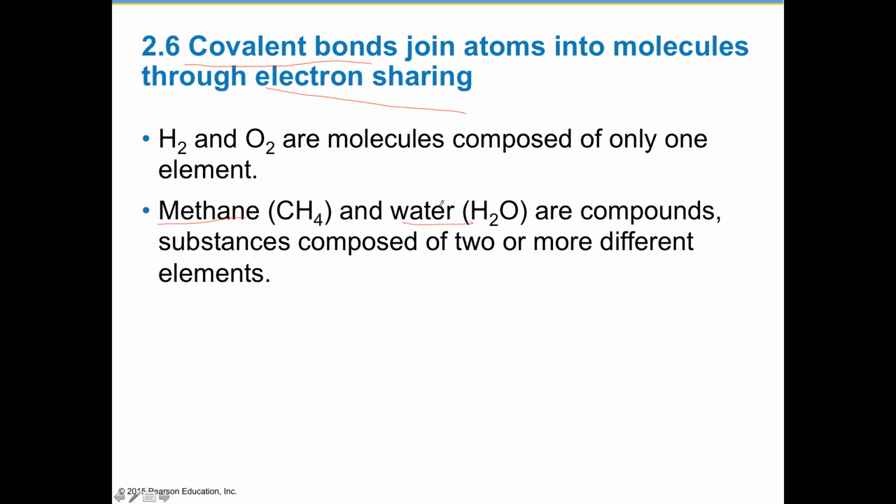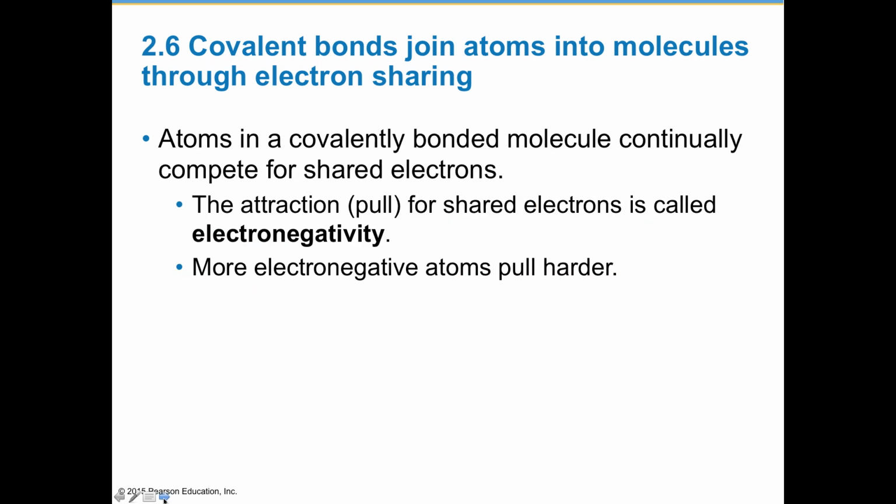Methane and water are compounds, substances composed of 2 or more different elements. So that's important. All right, atoms in a covalently bonded molecule continuously compete for shared electrons. The pulling of electrons is called electronegativity. And so I'm going to draw my little corny periodic table again here. So here's my little periodic table.